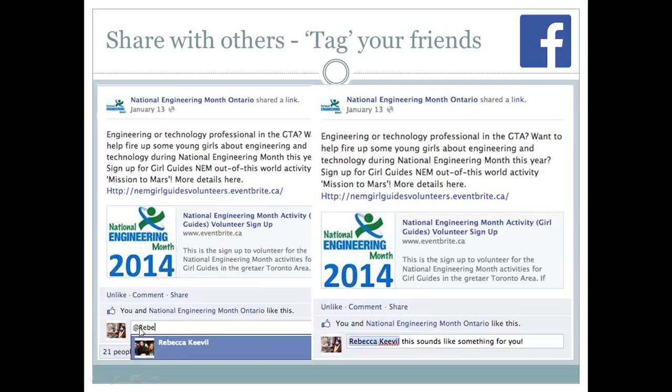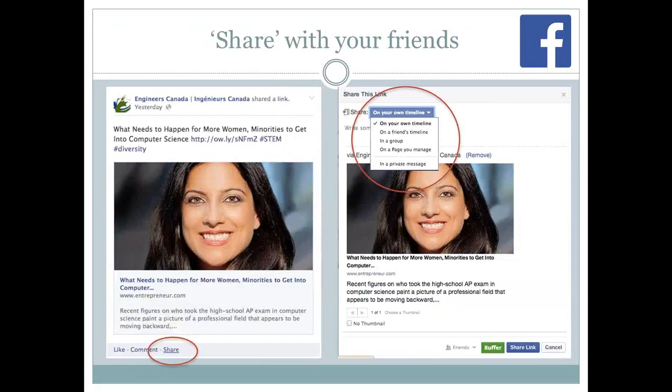So you put a little @ sign and then start to type your friend's name. She or he will pop up, and then you can write a little note that says, this sounds like something for you, and that will send a notification to your friend and basically bring them to the page. So it brings eyeballs to the things that we want eyeballs on, which is great. So that's one way to accomplish it.